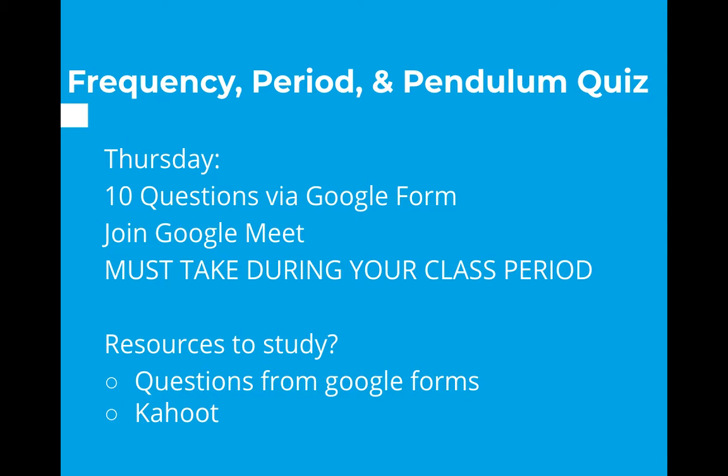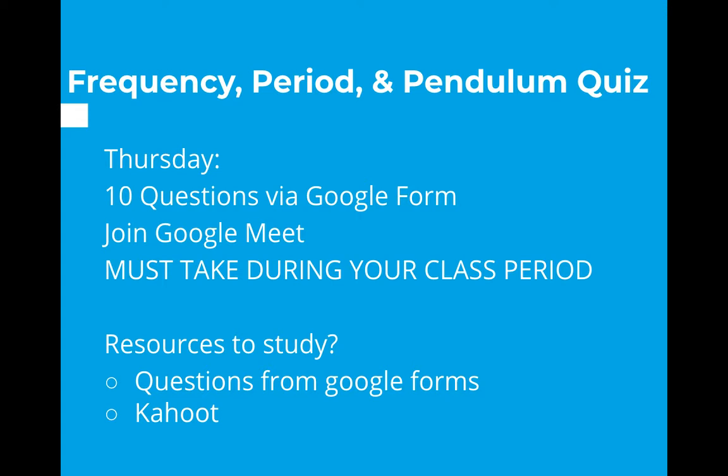The other section of the quiz will contain questions about pendulums: finding the period or the frequency of a pendulum, and answering conceptual questions as to whether the period or frequency would increase or decrease when certain variables increase or decrease. So it's going to be about 10 questions via Google Form. You must join the Google Meet and take the quiz during your class period.